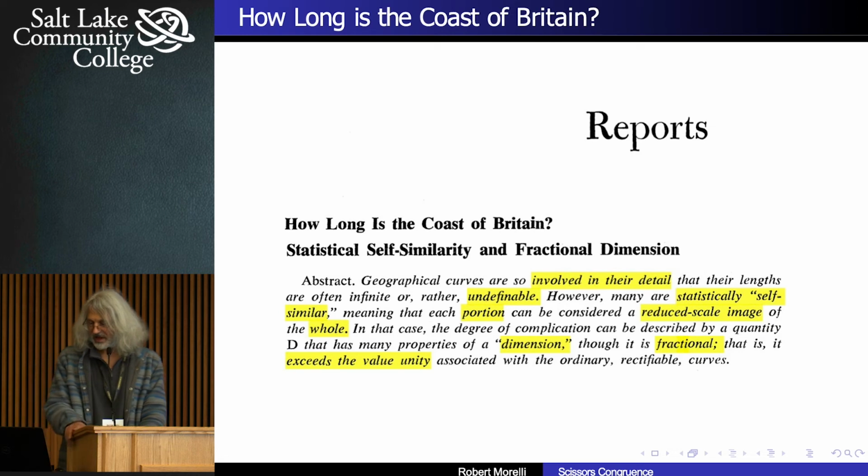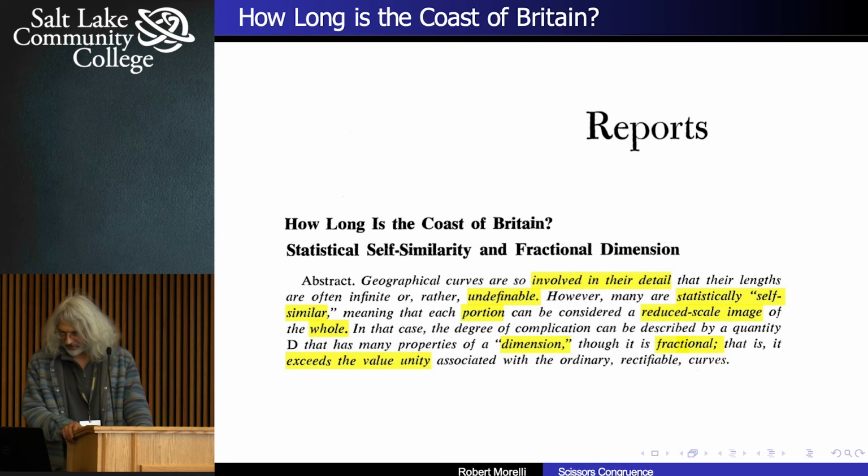This is an abstract of a paper by Mandelbrot: How Long Is the Coast of Britain? I'm just going to read the first few sentences. "Geographical curves are so involved in their detail that their lengths are often infinite or rather undefinable. However, many are statistically self-similar, meaning that each portion can be considered a reduced scale image of the whole, like the Sierpinski triangle. In that case, the degree of complication can be described by a quantity d that has many properties of a dimension, though it is fractional."